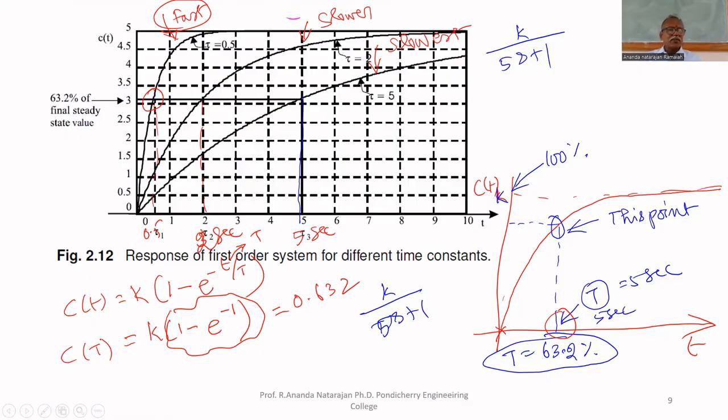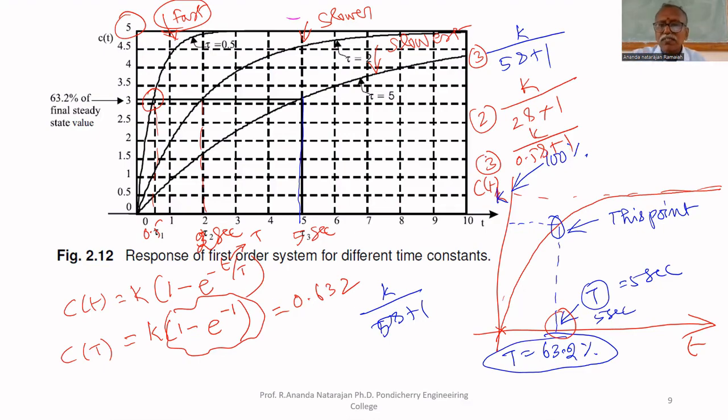If you change k, what will happen? If k equal to 5, for all the systems, I am having 3 systems. The first system is k upon 0.5s plus 1, which is the fastest system because the time constant is 0.5. Second system, k upon 2s plus 1, is the slower system. Third system, k upon 5s plus 1, is the slowest system because the time constant is 5 seconds.